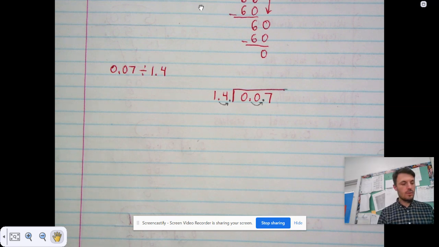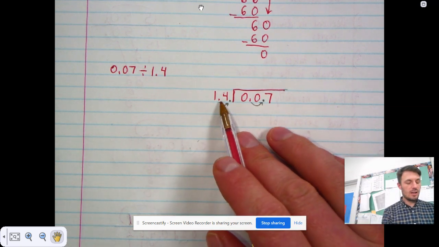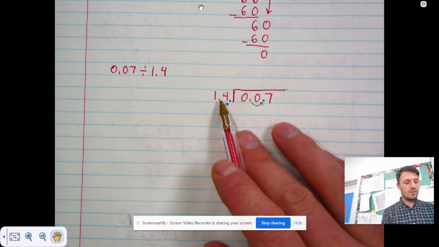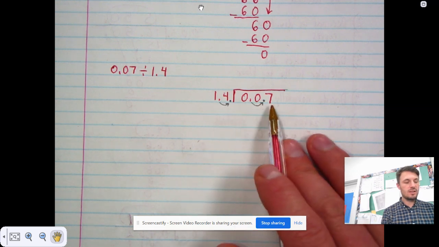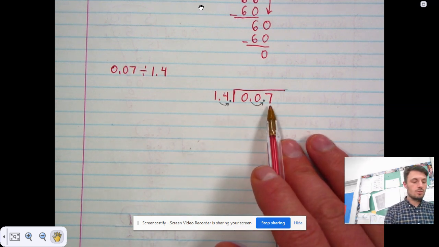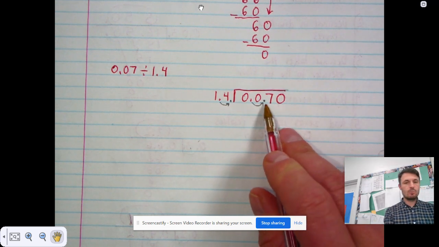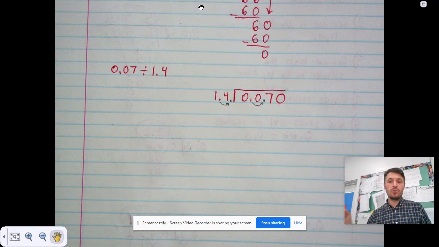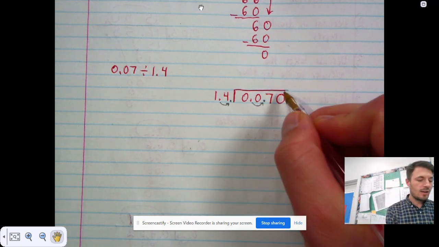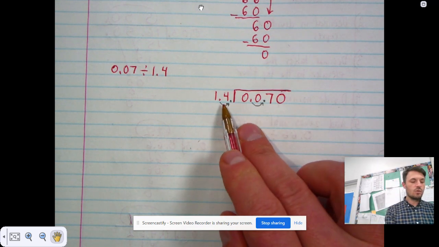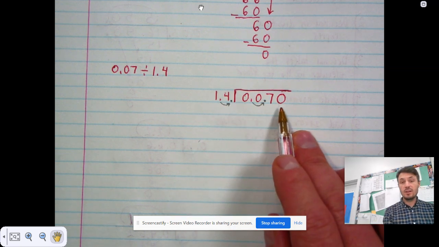Now, look, we can't fit 14 into 0. We can't fit it into 0, and we can't fit it into 7. What do? We can add a 0 to the right because we have a decimal point in front of it. We can add zeros to the right of a decimal number, and it doesn't change the value. Now we can divide 14 into 70.